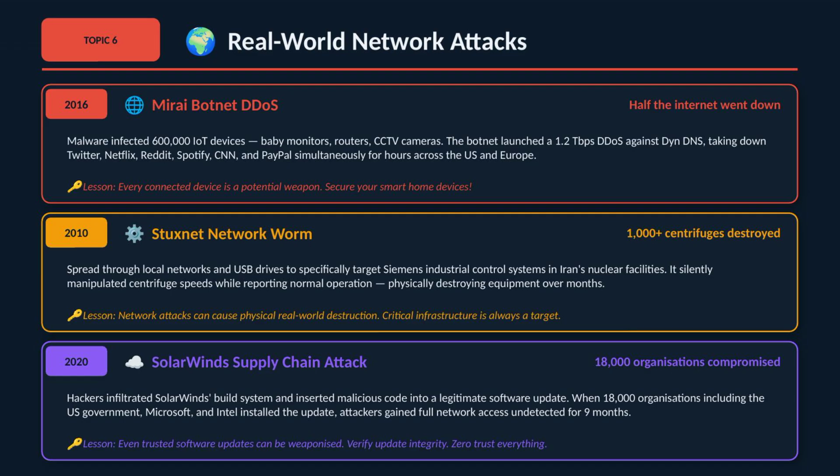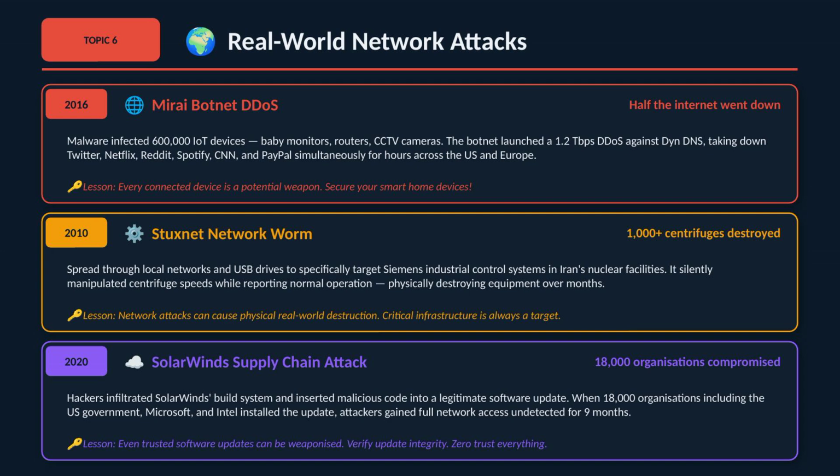The lesson: network attacks can cross from the digital world into the physical world and cause real, tangible destruction. Third, the SolarWinds supply chain attack in 2020. Hackers compromised SolarWinds' own software build system and inserted malicious code into a legitimate software update called Orion.